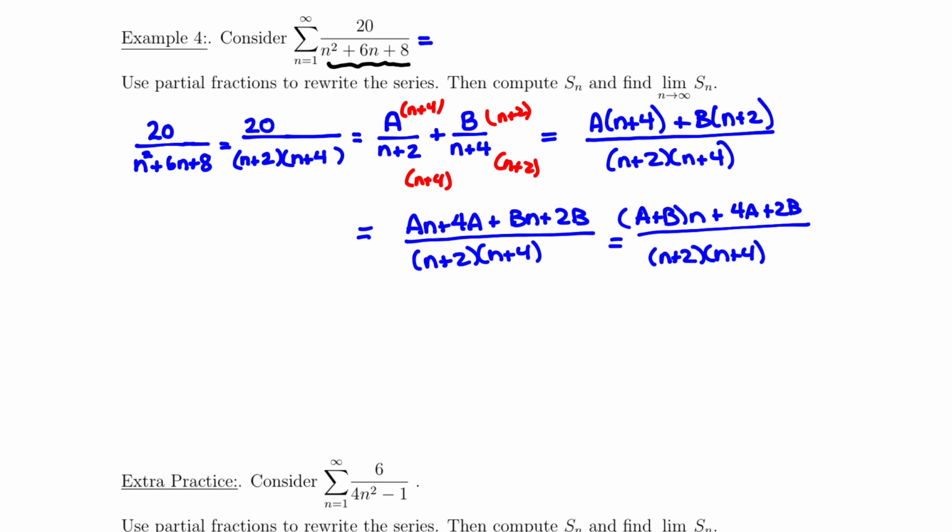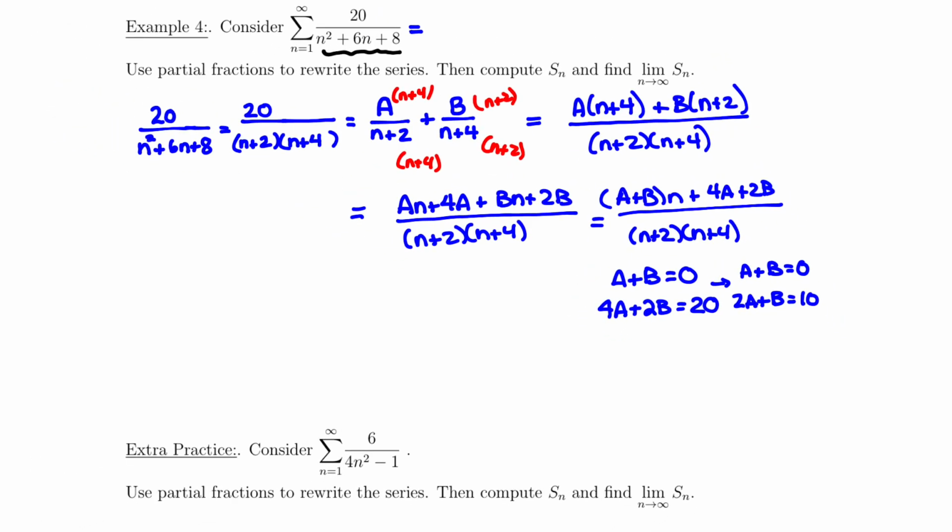There's no n in my original problem, so you could write down a plus b is 0, and then 4a plus 2b is 20, because that's the constant. And then you would solve this using substitution or elimination. I like the elimination method. It's just my thing. So I would probably multiply everything by a negative and add down. Are you guys getting some numbers for A and B then?